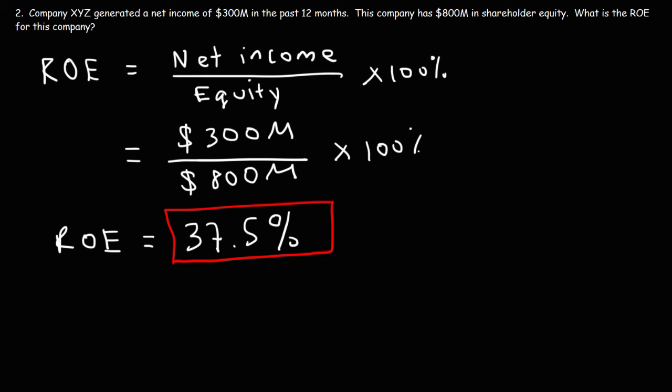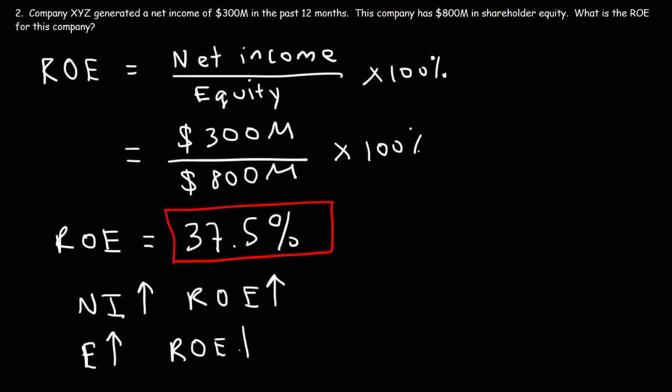Now, like the ROA, the ROE is directly related to the net income. As the net income for the company increases, the return on equity will increase. However, as the equity of the company increases, the ROE will decrease if the net income is held constant. So those are some other things that you may want to know if you're studying for a test or something.